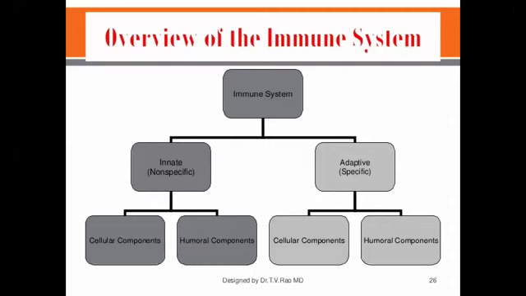And the next is the humoral component. In the humoral component under the adaptive immunity, there are immunoglobulins. Immunoglobulins come under this humoral component. So these are the different components under the innate and adaptive immunity.